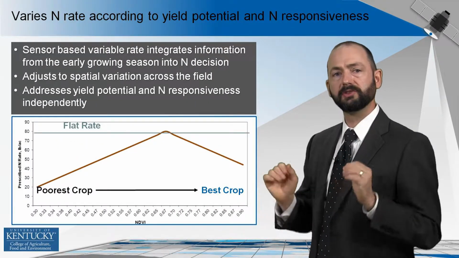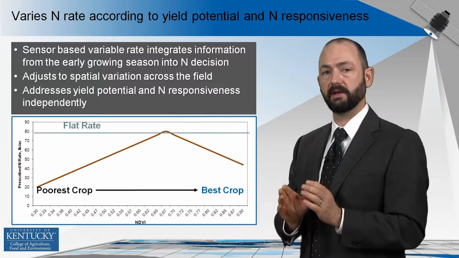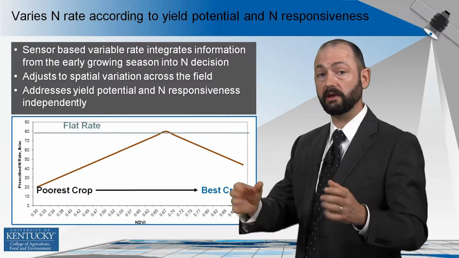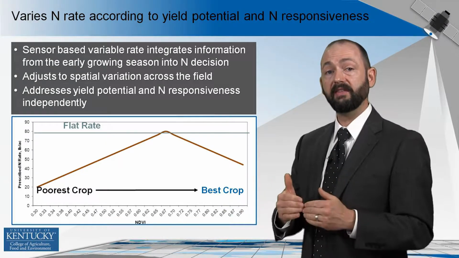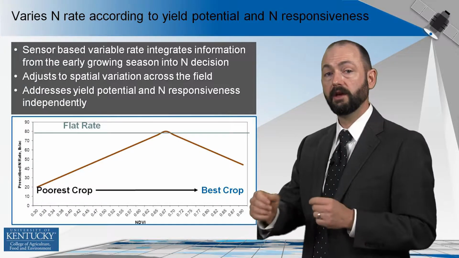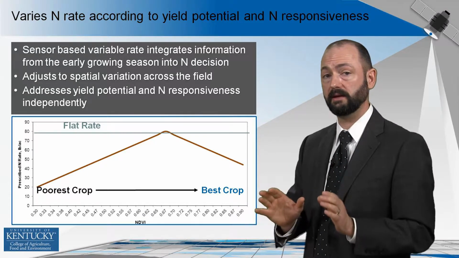This algorithm is designed to vary nitrogen rate according to yield potential and nitrogen responsiveness. The sensor is integrating information from the early growing season into this nitrogen decision, and then it's adjusting nitrogen rate to the spatial variation across the field. So it is addressing yield potential and nitrogen responsiveness independently.